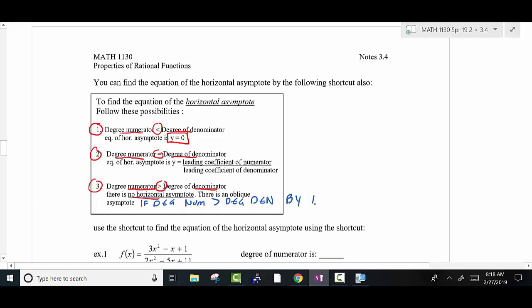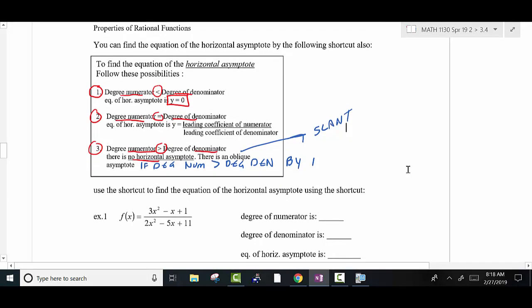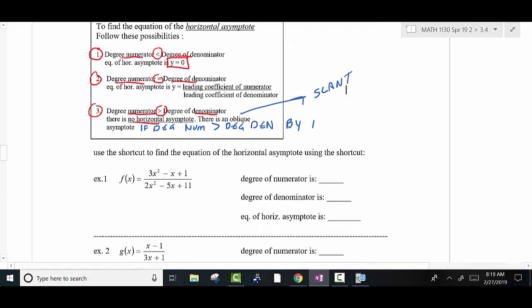What an oblique asymptote is, is a line. It's a slanted line. Sometimes a textbook will call this a slant asymptote. So those are the 3 cases that you're going to have. Next we're going to do problems that we can do in our head. This is an important part of the graphing that we're going to learn. It all depends on what the degree of the numerator and denominator is. That's how you can figure all this out. It's simple.